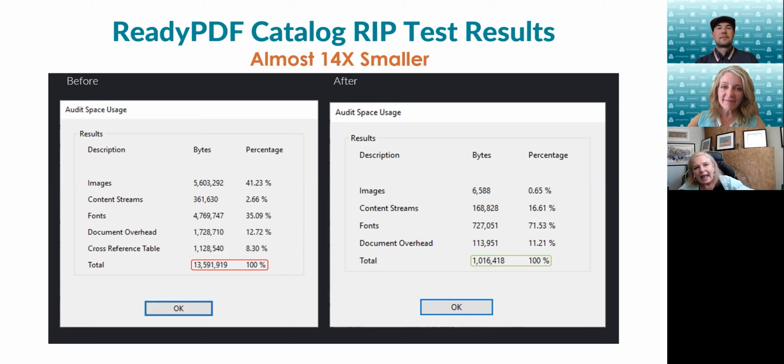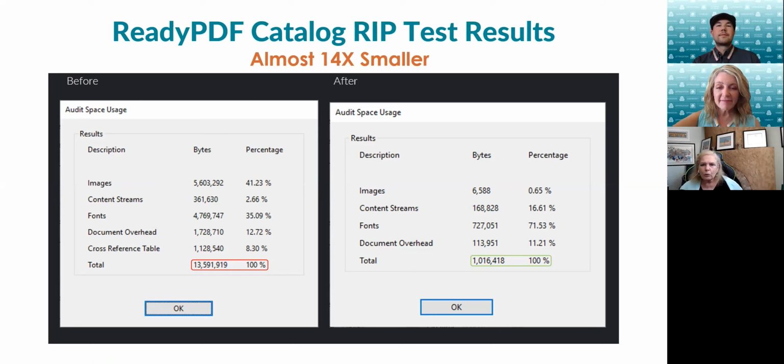And that's what we had here. This catalog file was an office supply catalog that had been assembled from a lot of different sources, and it was massive. So just one copy of this book was 13 million bytes. We got it down to 1 million running it through ReadyPDF. The time to the first print was significantly reduced. The overhead, everything about this file was reduced. It was 14 times smaller.